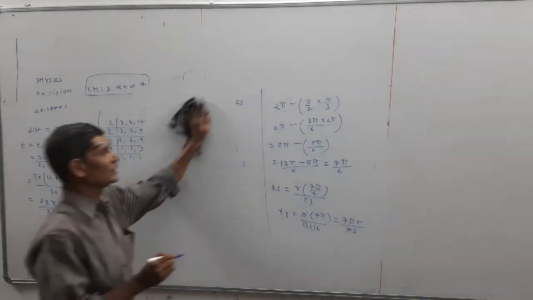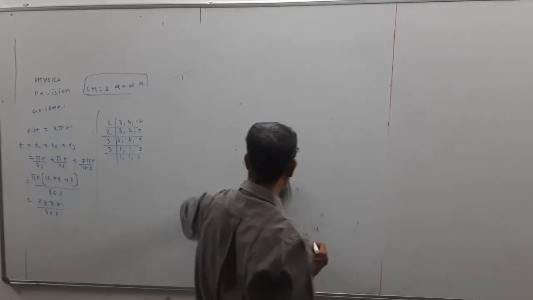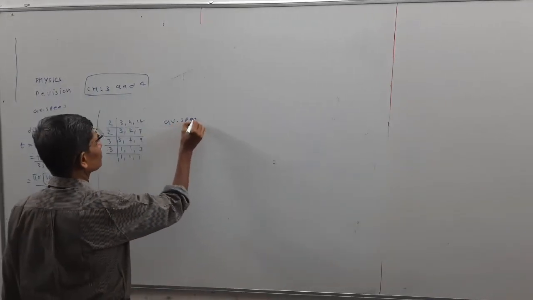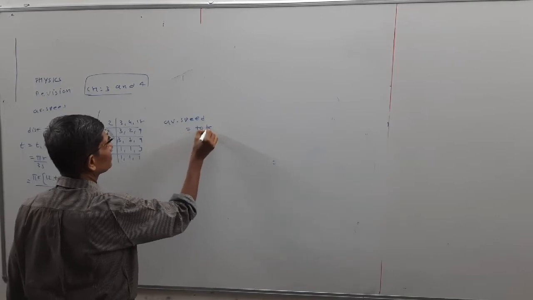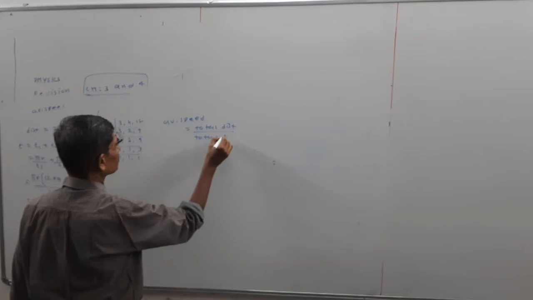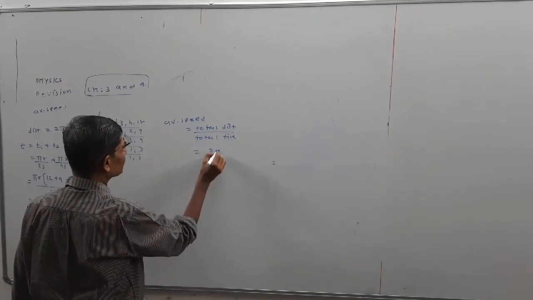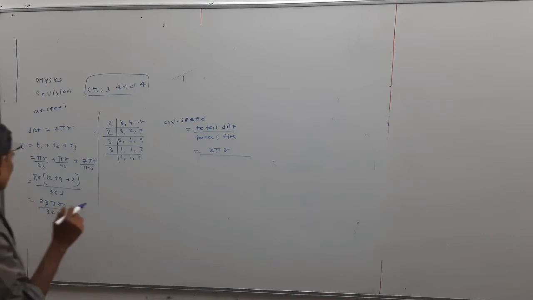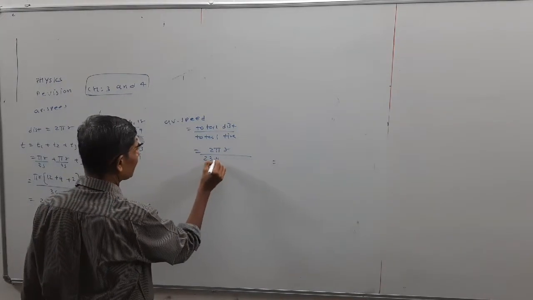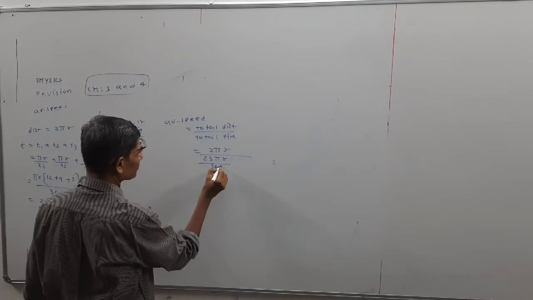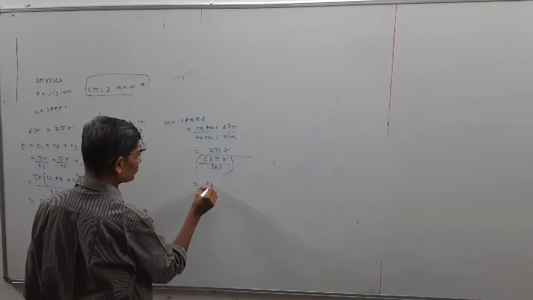Now this is the total time. Average speed is total distance upon total time. Total distance is 2 pi r, upon 23 pi r by 36s.